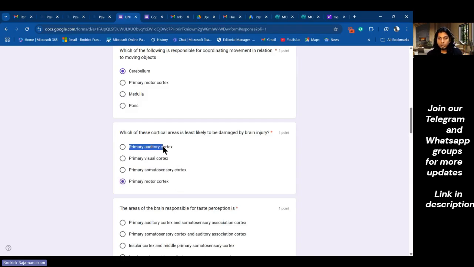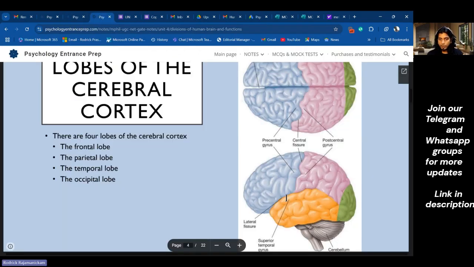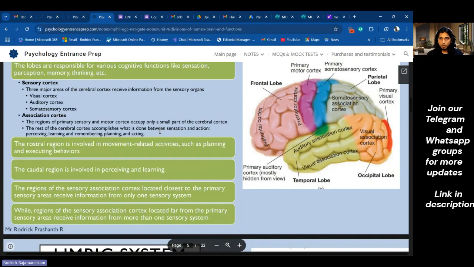The primary auditory cortex, which is also called Heschl's gyrus, is kind of well hidden within the temporal lobe. If you look at the temporal lobe, there are more structures inside it, so it is not easily seen. Heschl's gyrus is mostly hidden from view, so the primary auditory cortex is safer on the inside.